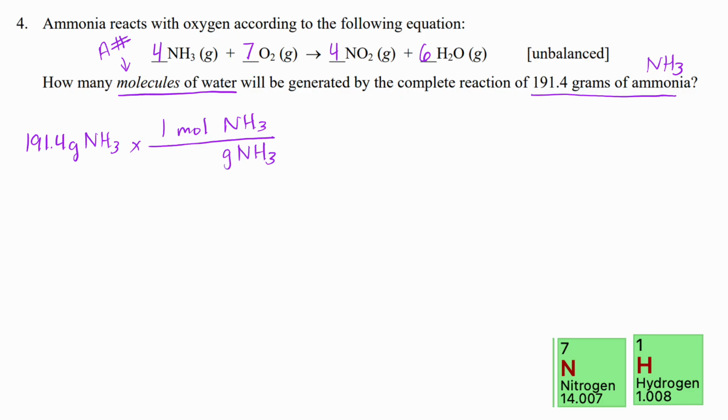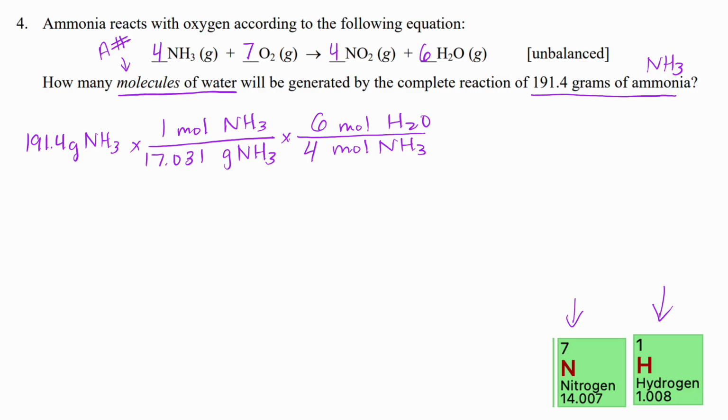So using my masses from my periodic table, I know H is 1.008, and I have 3 of them. So multiply that by 3. And then I have 1 nitrogen, so I'm going to add 14.007 to that. And that's going to give me 17.031 grams of ammonia. Now that I'm in moles, I can get rid of moles of NH3, and I can get to my moles of water. And remember, this is our mole ratio. These numbers come from the balanced chemical equation. So I have 6 moles of water, and I have 4 moles of NH3.